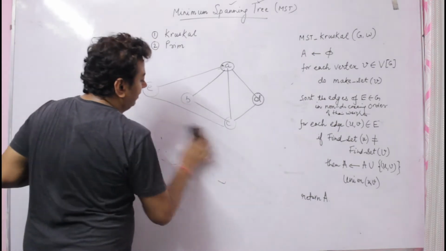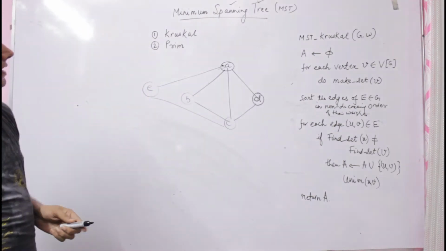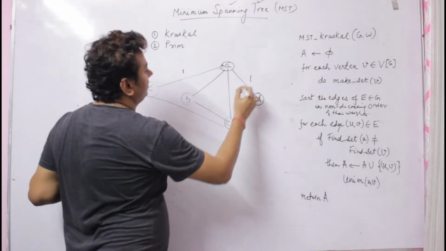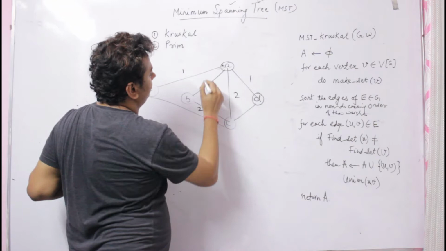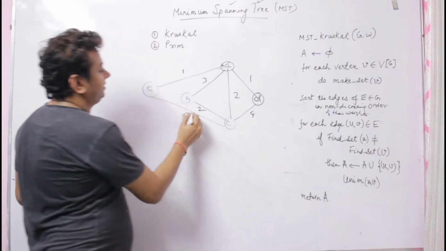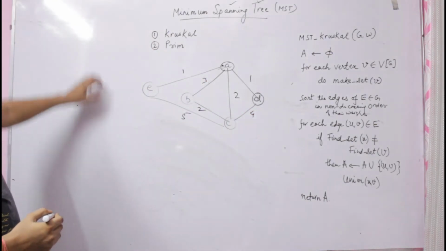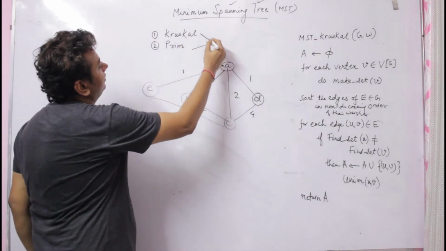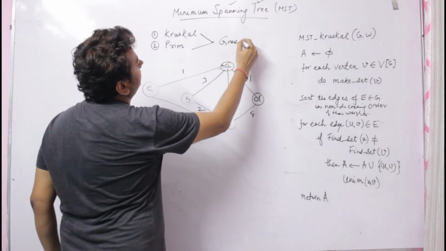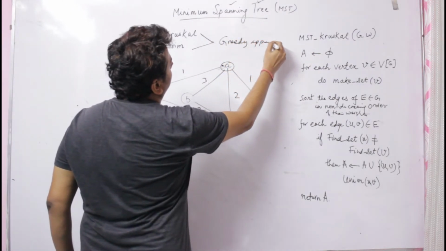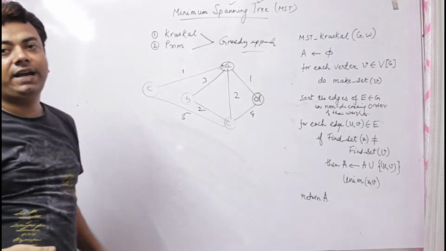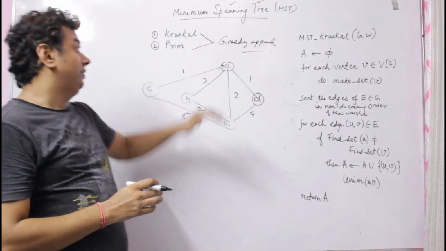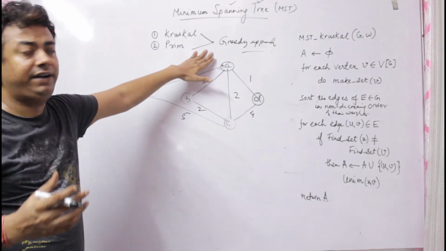So what is the criteria? For that, let us assume we have some weight here. This is 1, this is 1, this is 2. Let's say this is also 2, this is 3, this is 4 and this is 5. Fine. Now what? These 2 algorithms use a greedy approach. For those who don't know about greedy approach, you can go back and see my greedy approach algorithm video. But I'll brief it.